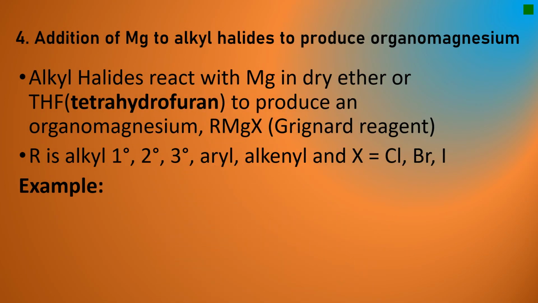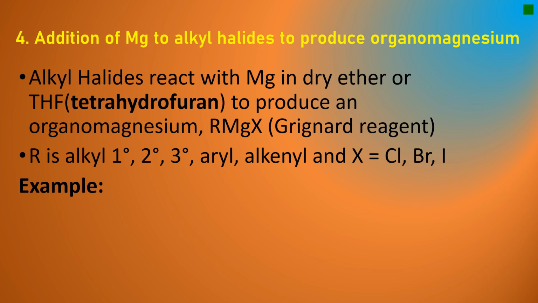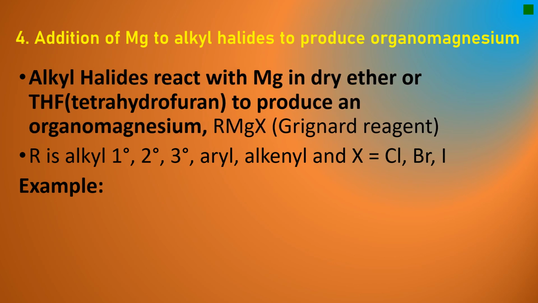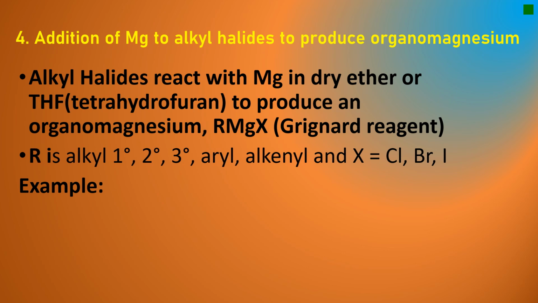The next reaction is the addition of magnesium to alkyl halides to produce organomagnesium compounds. Alkyl halides react with magnesium in dry ether or tetrahydrofuran to produce an organomagnesium, RMgX, or Grignard reagent. R may be an alkyl group, allyl group, alkenyl group, and so on. And X can be a halogen like chlorine, bromine, or iodine.